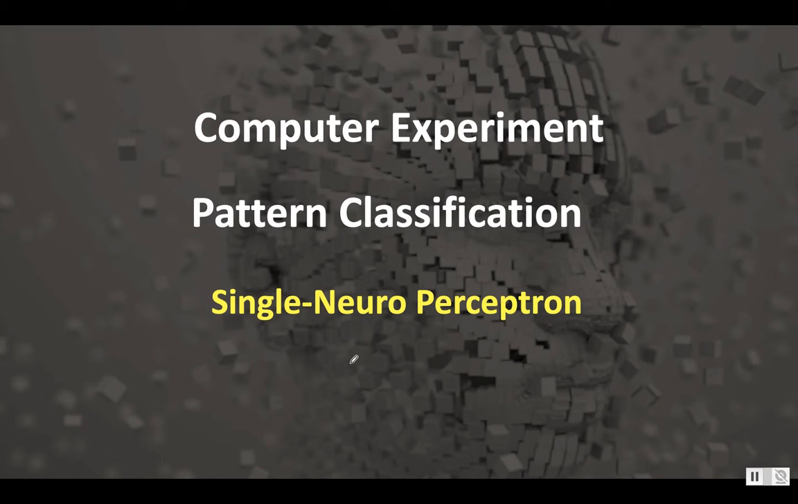In this computer experiment, I'd like to show you how to apply a single neuron perceptron to solve the linear pattern classification problem. As we mentioned in the syllabus, you can use MATLAB, Java, Python, C, or C++ for this computer experiment. But no matter what kind of language or software you use, you are not allowed to use any neural network toolbox, applications, or labs. In this video, I will use MATLAB code to demonstrate this experiment.